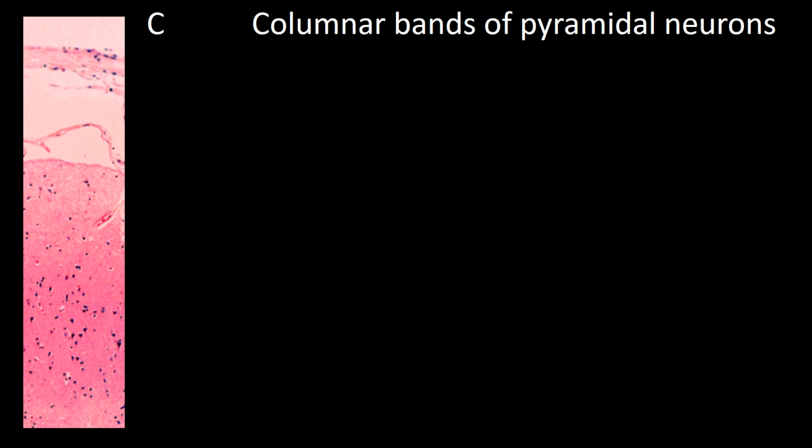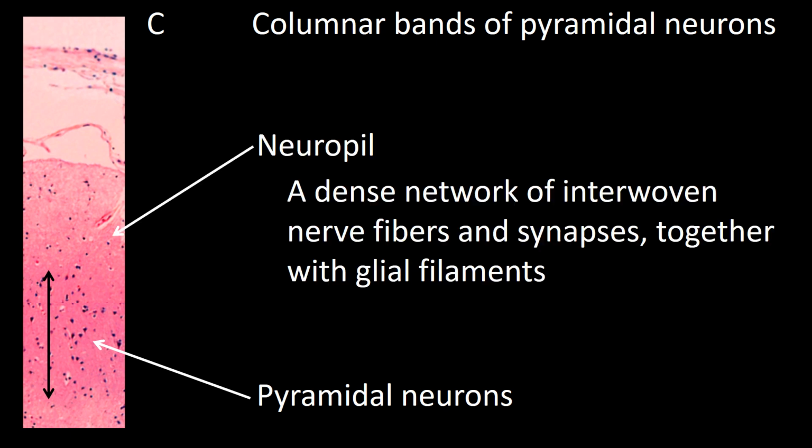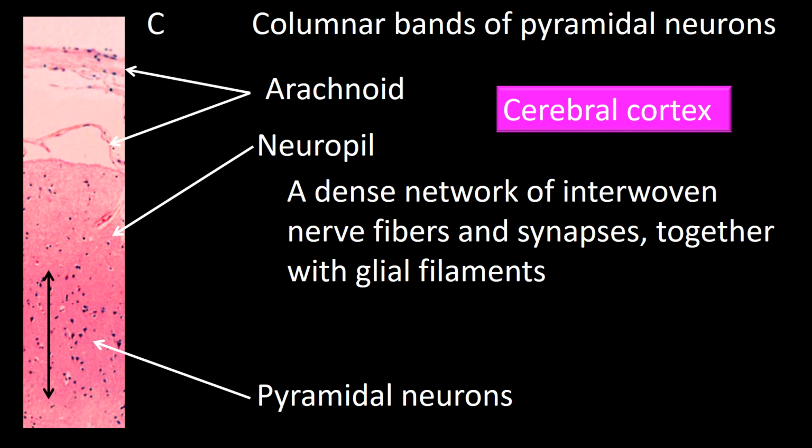Specimen C is characterized by columnar bands or rows of pyramidal neurons, as indicated here. The neuropile has no specific characteristics. Arachnoid layer is present. This appearance is typical of cerebral cortex.